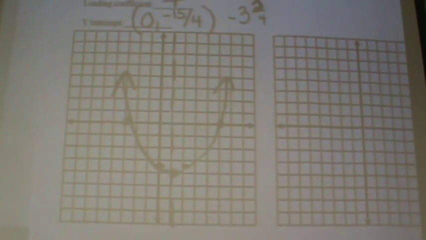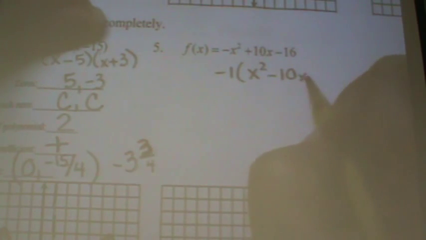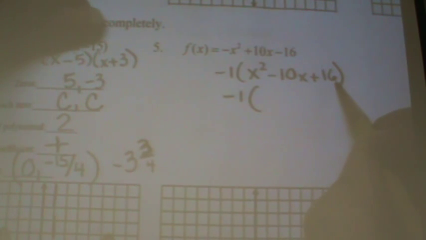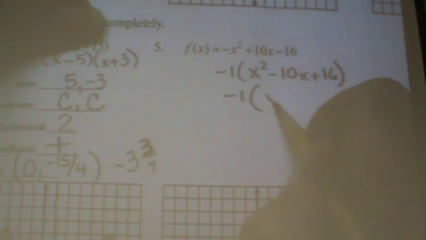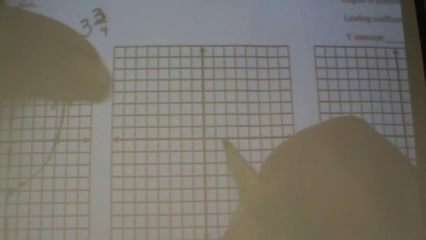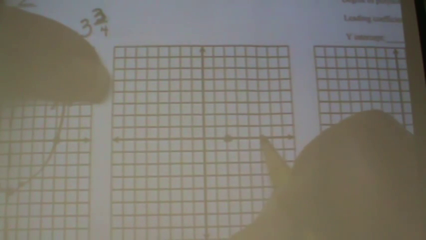Now, the difference between that one and this one, what I would do is factor out a -1. Now, what two numbers multiply to give you 16, but add to be -10? So what you have is a parabola, 8 and 2, 6, 7, 8, and this is going to be going upside down. So if you split the difference here, this would be your axis of symmetry.